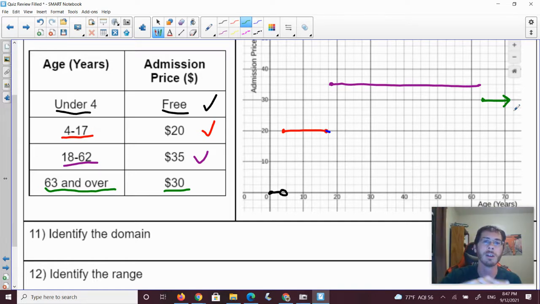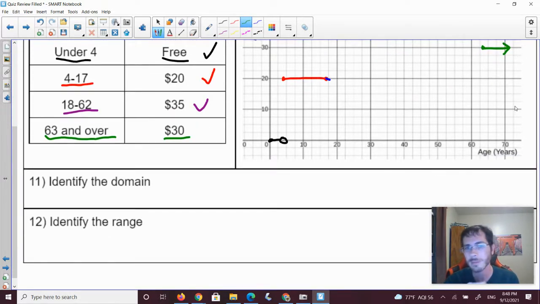story. The first, the black part, is if you're under 4, that part of the story. The red and a little bit of blue, in case you want to put it there, is if you're getting the child or the student discount. The purple line is when you're an adult and you pay full price. And then the green is for if you get a senior discount ticket. So it kind of makes sense. The pieces match up with reality. So these piecewise functions are important for a lot of real world things.